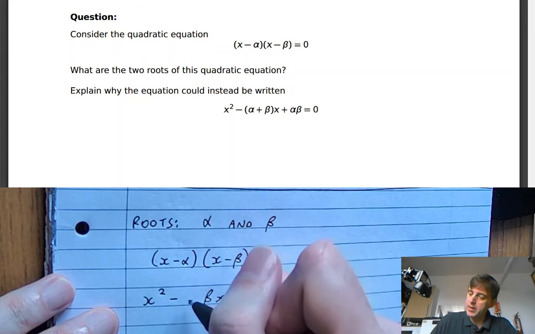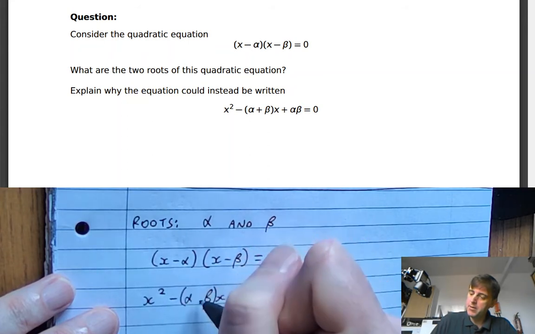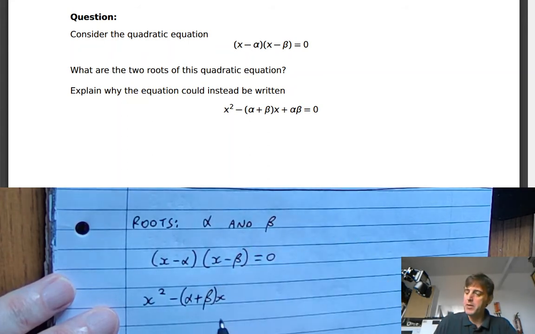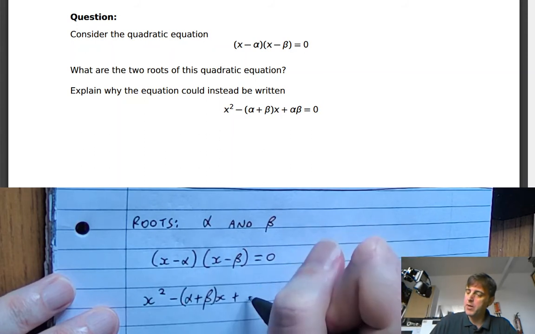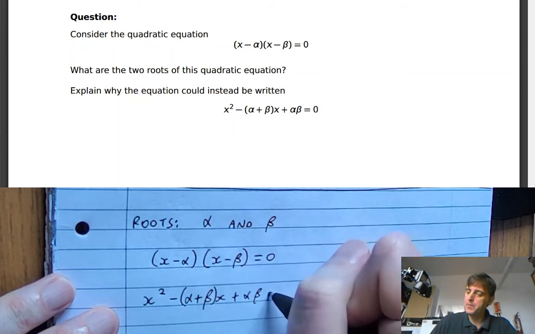So that means that I can combine the alpha and the beta together in the coefficient of x here and write that. And then finally, the negative alpha times the negative beta is going to give me a positive or a plus alpha beta.